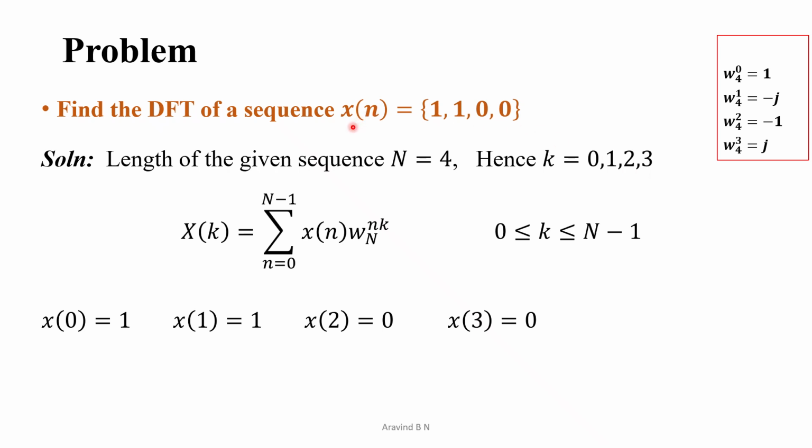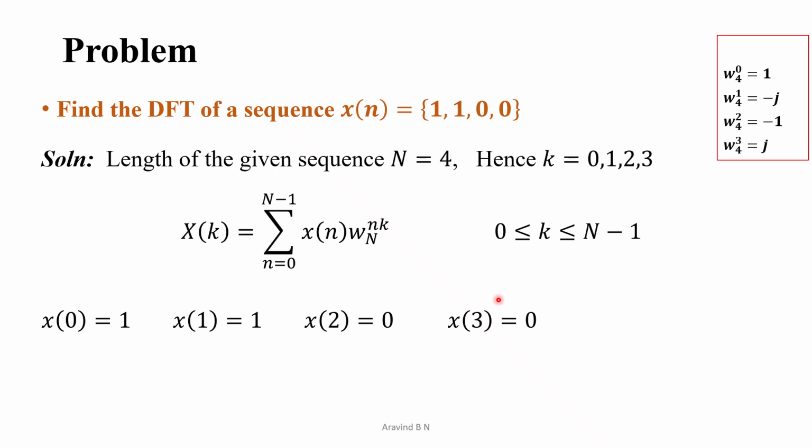Then let us identify this x of n in a proper manner. 4 values are being given. How to identify these 4 values with respect to their location? This point is location 0, this point is location 1, location 2, location 3. That is x of 0. Since x of n is being given, I am substituting the values 0, 1, 2, 3 for small n. x of 0 will become 1, so that's the first value. x of 1 will be 1, the next value. Then x of 2 is 0, and x of 3 is 0.